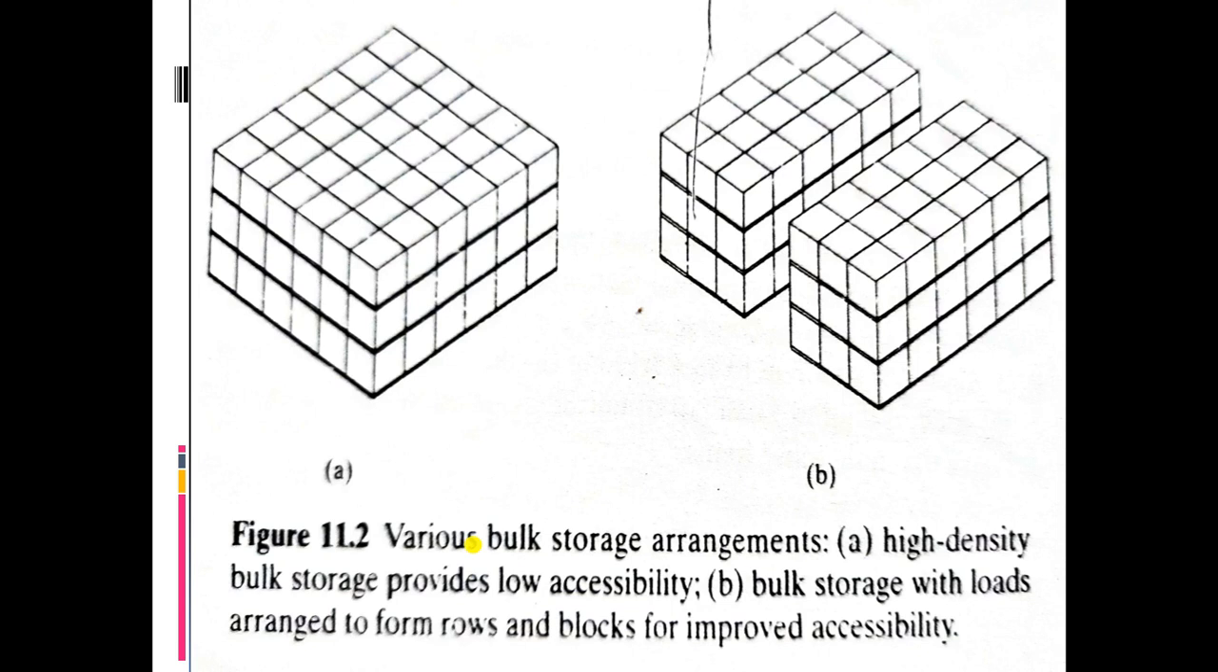We'll see the images, how the bulk storage is done on the floor. That means such big, or you can say one order is there, a number of packets, a number of boxes are there at one location. They are placed on the floor and they are arranged in stacks. Okay, this is another order or another quantity of the material. This is the third one. So they are kept in bulk on the floor of the warehouse.